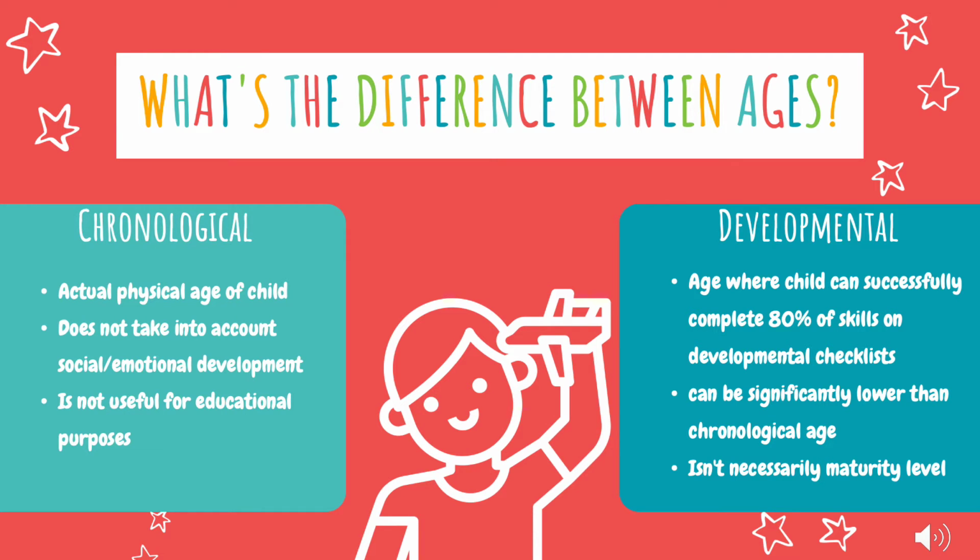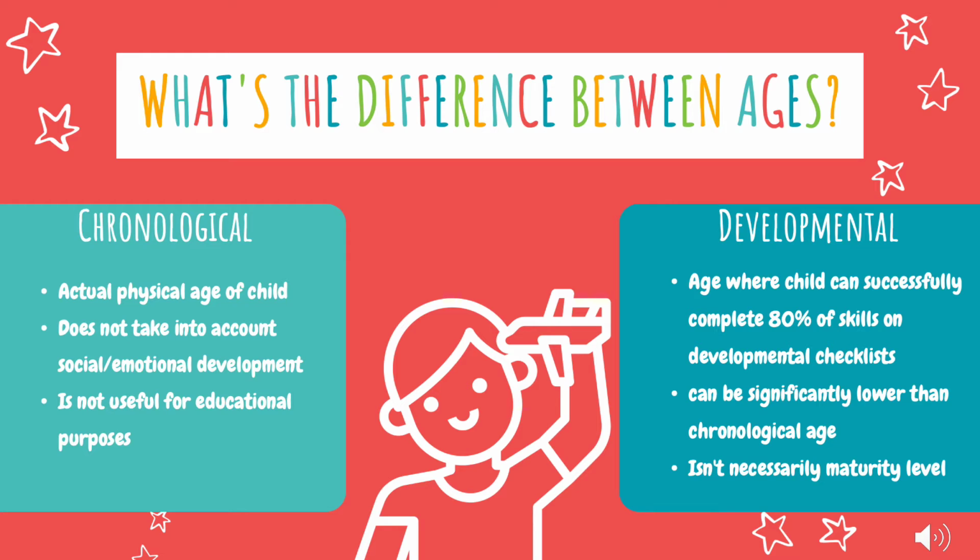Before we can get started on choosing the developmentally appropriate curriculum for our child, we need to know the difference between chronological and developmental age and how to find your child's developmental age. So chronological age is the actual physical age of your child. So if your child's 5 years old now, then that's their chronological age. Pretty easy. It doesn't take into account social emotional development, and it's not useful for educational purposes.